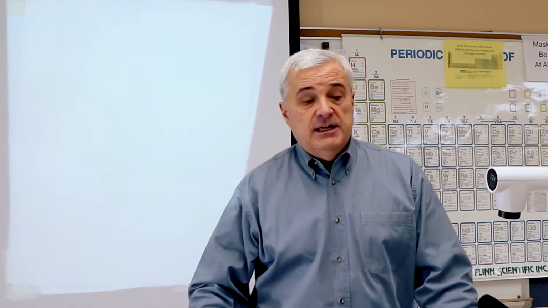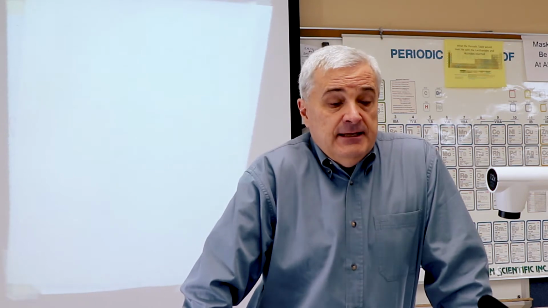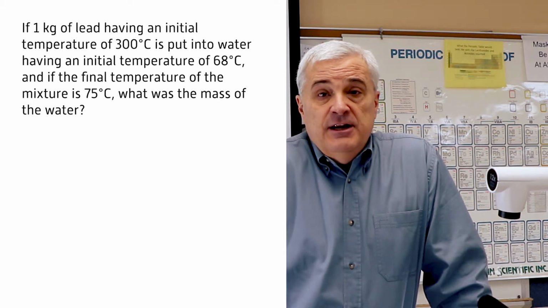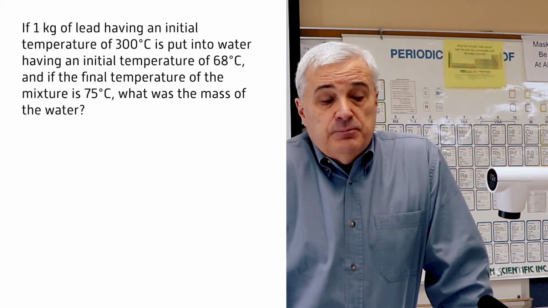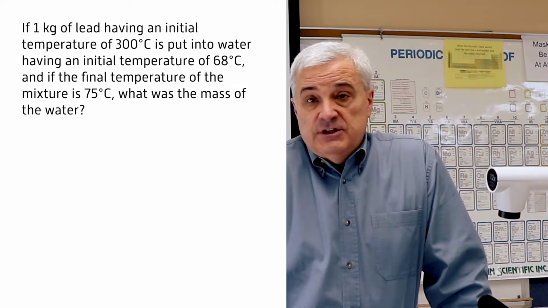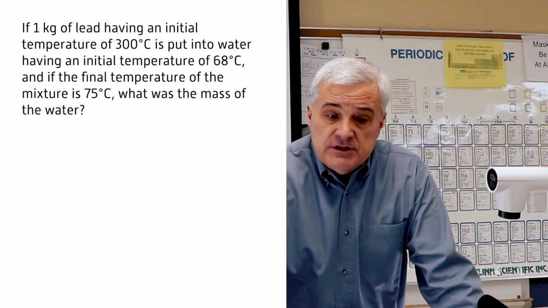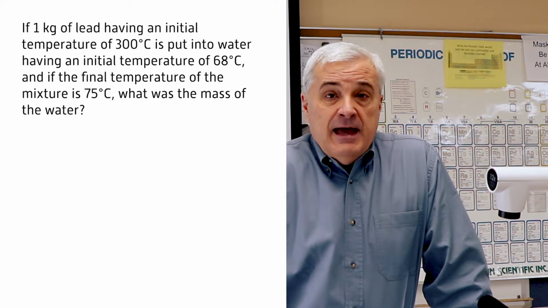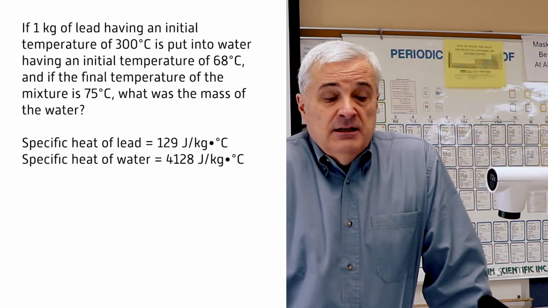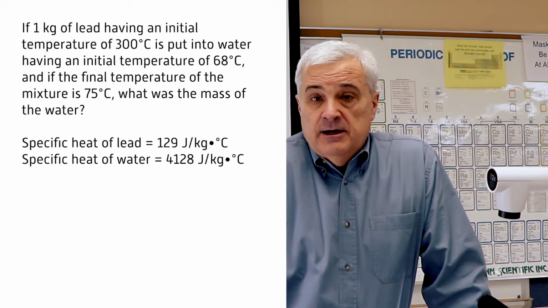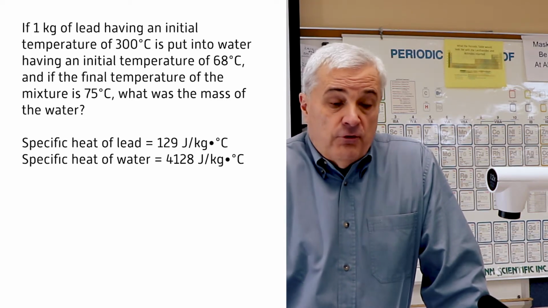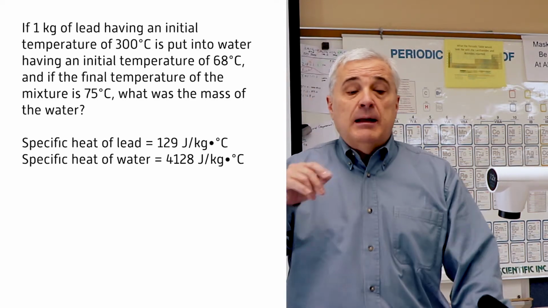So the question says something to the effect of a 1 kilogram sample of lead, with an initial temperature of 300 degrees, is placed into a container of water with an initial temperature of 68 degrees. If the final temperature is 75, what was the mass of the water? Given that the specific heat for lead is 129 joules per kilogram degree Celsius, and the specific heat for water is 4,128. All right, so we got two problems going on.